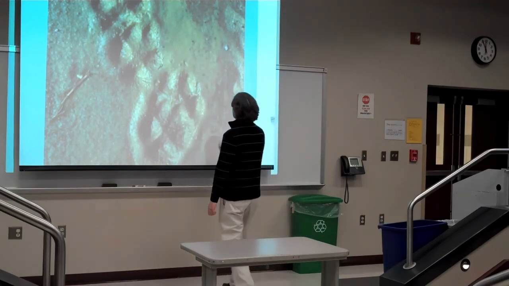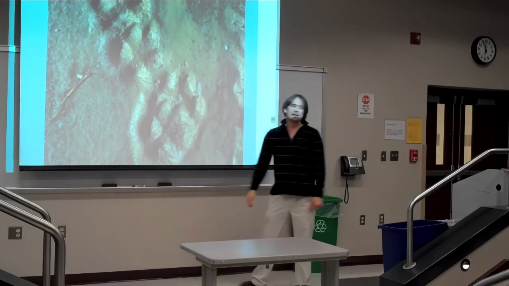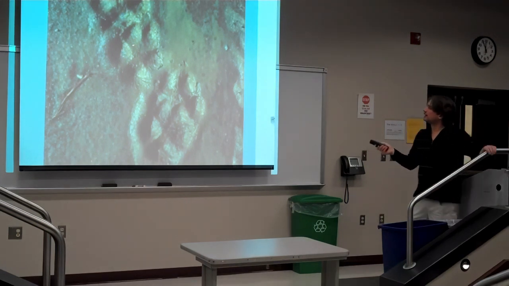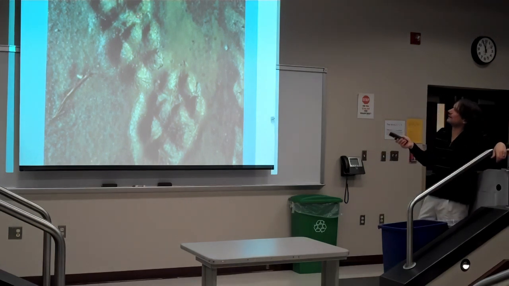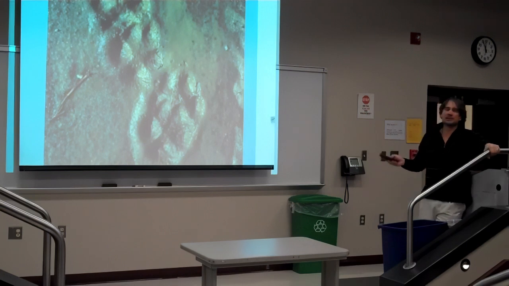Well, this is a dog because you can see the nail marks. However, notice that the back paw is not directly in the front paw. This is indirectly registering. So unless this animal is slipping, which it's not because you can tell from the pressure releases, this is not a fox. Whatever type of dog it is, it's a male dog because the back feet are closer together than the front feet.